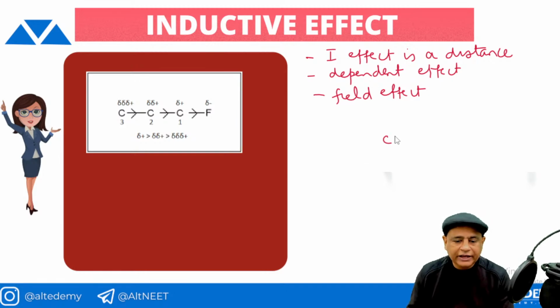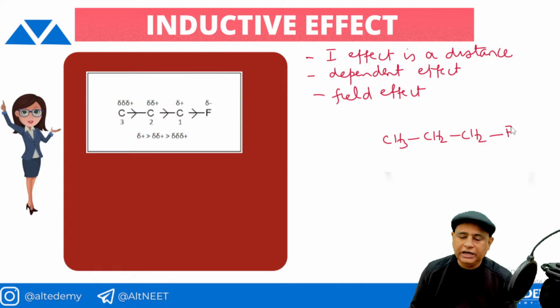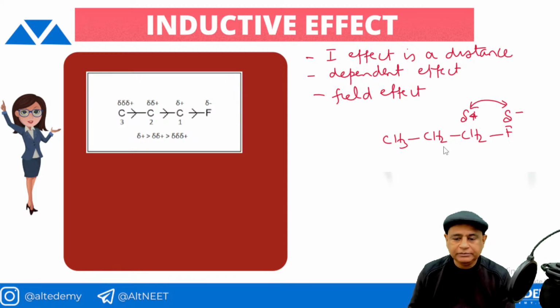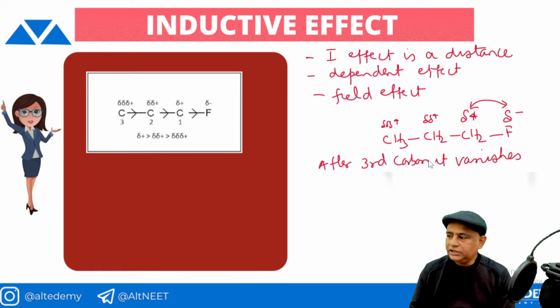As you can see here, we had a compound like CH3, CH2, CH2F. Fluorine is much more electronegative. In fact, it's the most electronegative in the entire periodic table. So it will have a delta negative. Obviously, the carbon will have delta positive. The magnitude of delta positive and delta negative will be same. On the next carbon, there will be a still smaller delta positive, and this will be again a very small delta positive. After the third carbon, it vanishes, right?